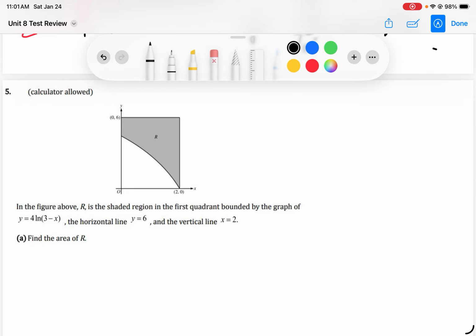All right, FRQ, calculator is allowed. This was number 1 on the 22 AB and BC test. So actual FRQ from back in the day. In this figure above, R is the shaded region in the first quadrant that was bounded by the graph of y is equal to 4 natural log of 3 minus x. So that's this part right here. And they gave us a picture, that's kind of nice. The horizontal line y equals 6, and the vertical line x equals 2. So there's R. Find the area of R.